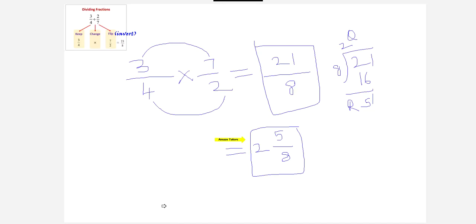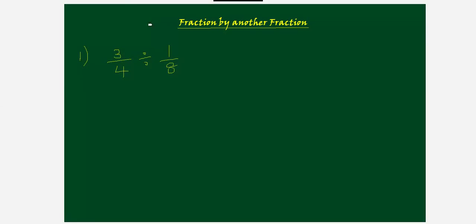So, I'm going to explain with more examples in the next video. If the final answer is an improper fraction, convert that to a mixed number. So this is the method when you divide two fractions. Keep, change, flip method. We will see some more examples. Fraction, dividing a fraction by another fraction.